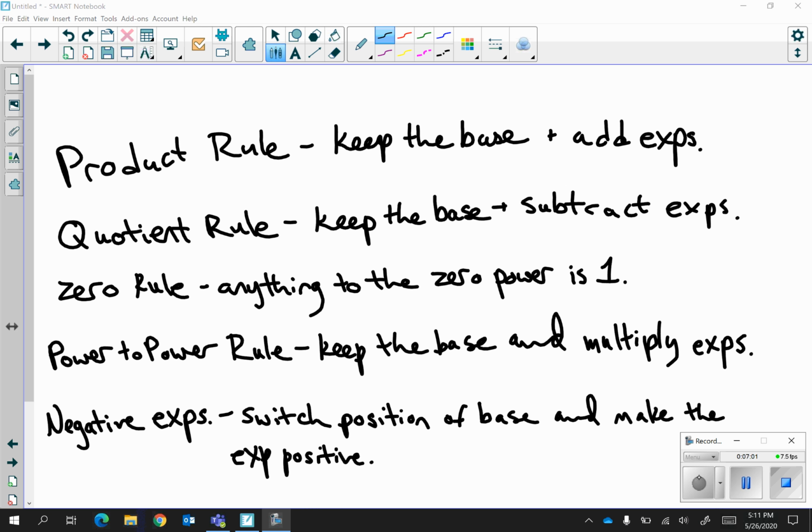So here's a nice summary of all of your laws of exponents. Keep in mind that for negative exponents, when I say switch the position of the base, that means if you had your base with the negative exponent on the top of the fraction, you're going to bring it to the denominator. If you had the base with the negative exponent in the denominator, you're going to bring it up top to the numerator and then make the exponent positive.